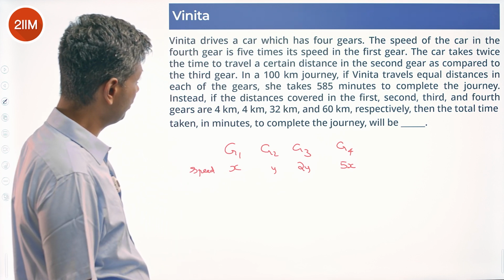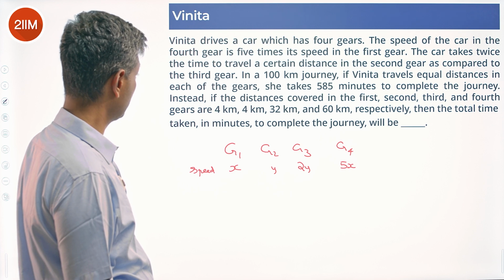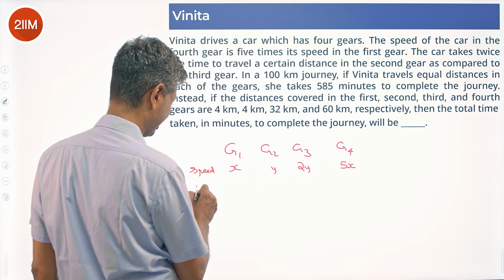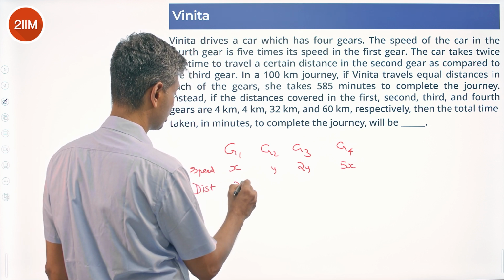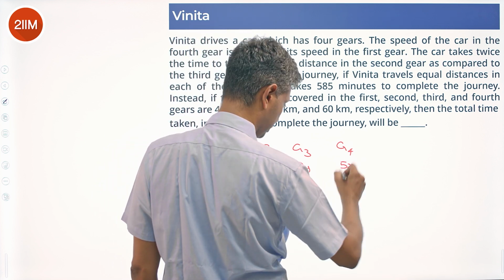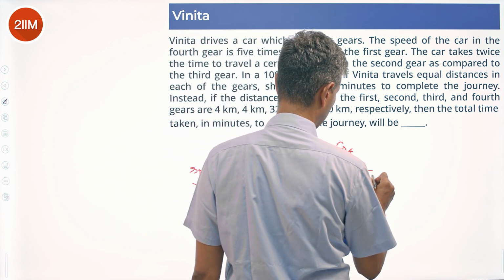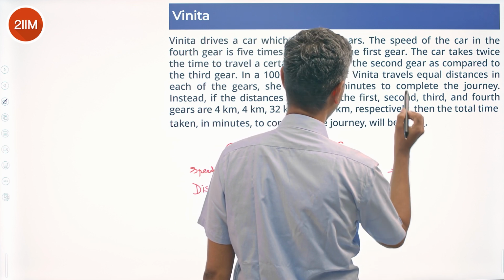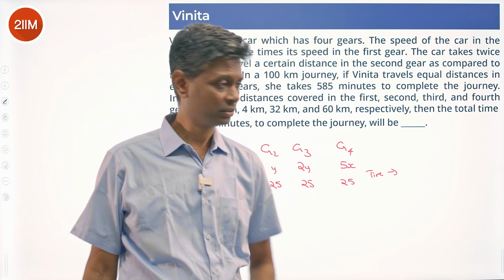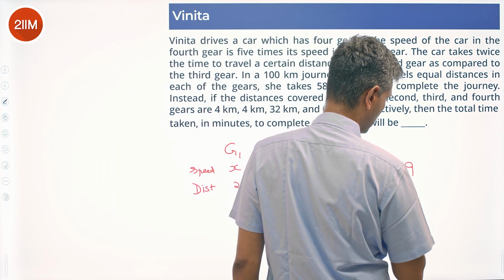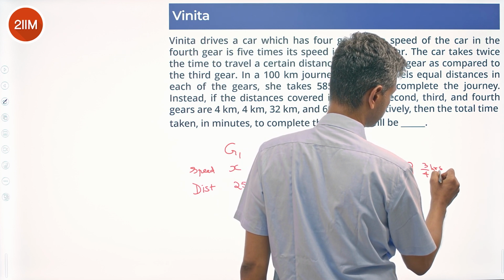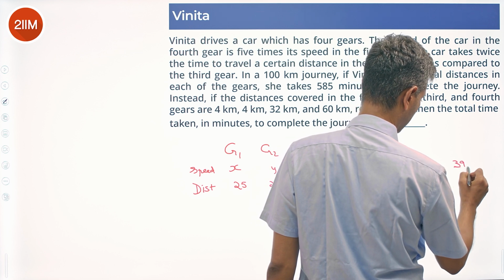In a 100-kilometer journey, if Vinita travels equal distances in each of the gears, she takes 585 minutes to complete the journey. So, equal distances: 25, 25, 25, 25. In this scenario, time taken is 585 minutes. I don't like 585 minutes. In hours, 540 minutes is 9 hours. This is 9 hours and 45 minutes, or 9 3 by 4 hours, 39 by 4 hours.